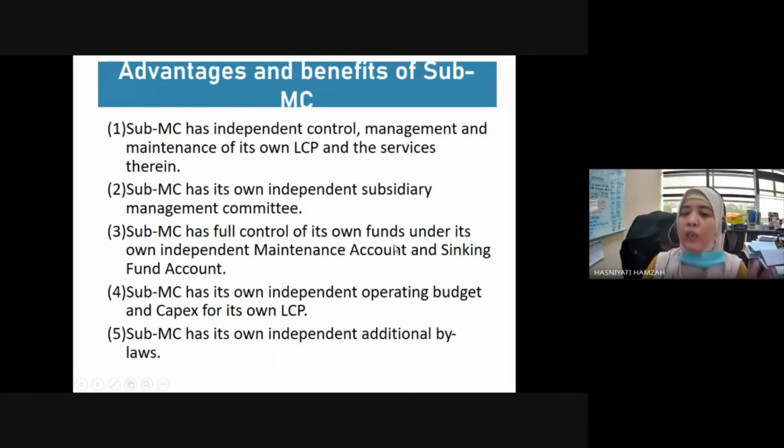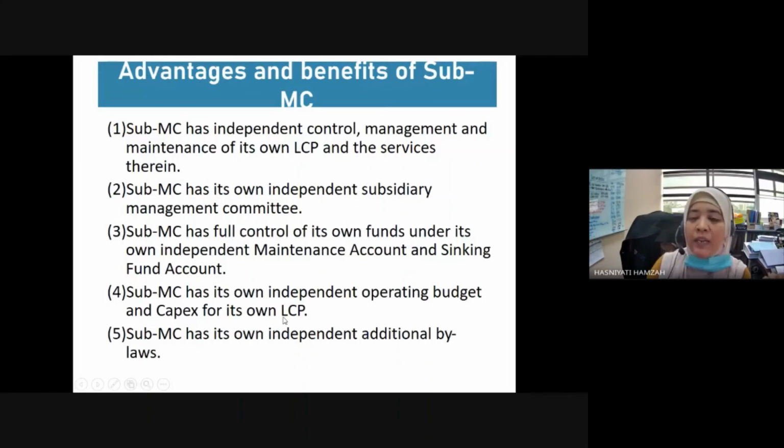Dia boleh guna sendiri, dia boleh kutip sendiri, collect their own service charge and also sinking fund, and also they decide how to use their own maintenance account and also their sinking fund account, independent of other users. And number 4, sub-MC has its own independent operating budget and capex for its own LCP. Bagus too, because they can decide what's best for their own LCP rather than depending on the MC that may not be sympathetic. MC tu mungkin dia pukul rata saja, mungkin dia tak faham kan the other users punya requirements.